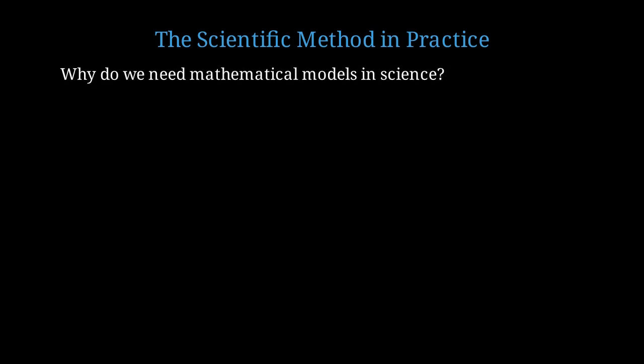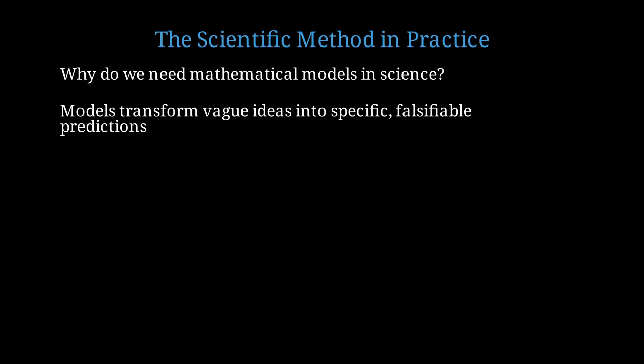Can't we just observe and describe? The answer is that mathematics provides a precise, quantitative language that allows us to make testable predictions. A good physical model transforms vague ideas into specific, falsifiable predictions. Without this precision, science would be mere speculation. Let me walk you through the complete process, from developing a theory to discovering its limitations.